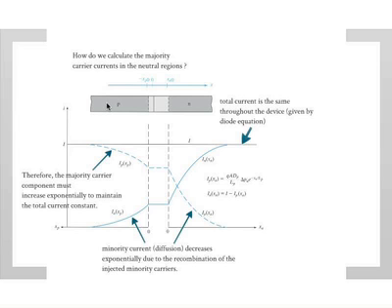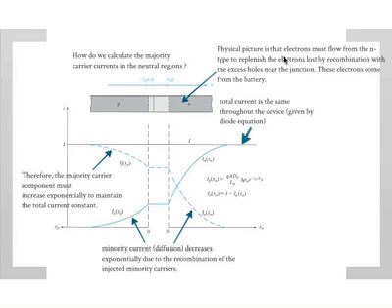Okay, so the majority carrier component, far away from the junction, of course, there's no diffusion because the concentration gradient is very small. So the only thing that can be there is drift. So the majority carrier component must increase exponentially to maintain the total current constant. The physical picture is what I just said, but again, to reiterate, electrons must flow. So on the n-type, the electrons must flow from the n-type to replenish the electrons lost by recombination with excess holes near the junction. These electrons come from the battery.